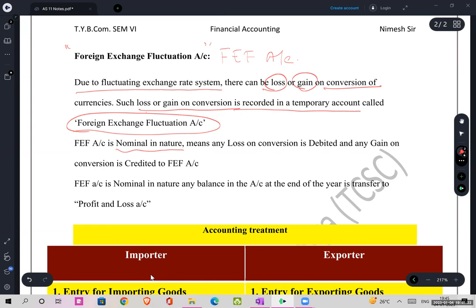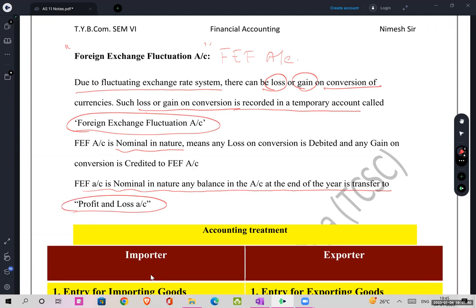The FEF account, by its nature, is nominal. That means expenses and losses should be debit, and incomes and profits should be credit. That's the nominal account rule, right? So the FEF account is nominal in nature. Any balance in this account at the end of the year will be transferred to the P&L account. So when you close the FEF account at the year end, whatever balance is there, it will be transferred to P&L.